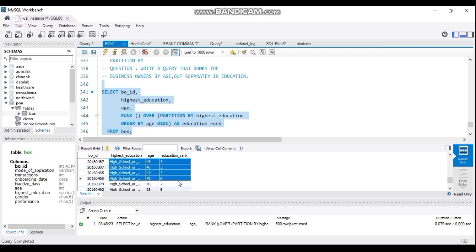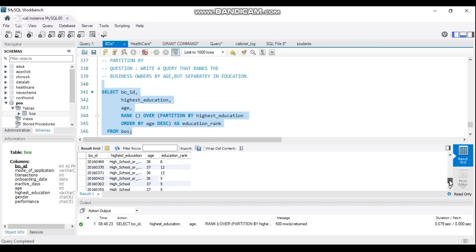The ranking will not be the same. It will have this ranking for this group, this ranking for the other group. So that's what it is, and I think we understand it better with my explanation.